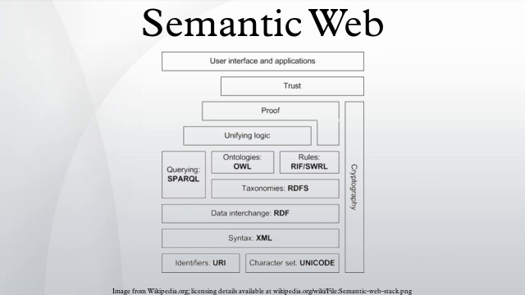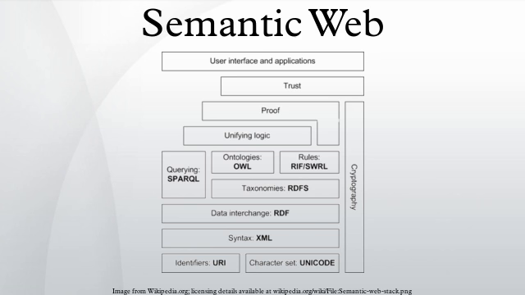SPARQL is a protocol and query language for semantic web data sources. RIF is the W3C Rule Interchange Format. It's an XML language for expressing web rules which computers can execute. RIF provides multiple versions, called dialects. It includes a RIF Basic Logic Dialect and RIF Production Rules Dialect.